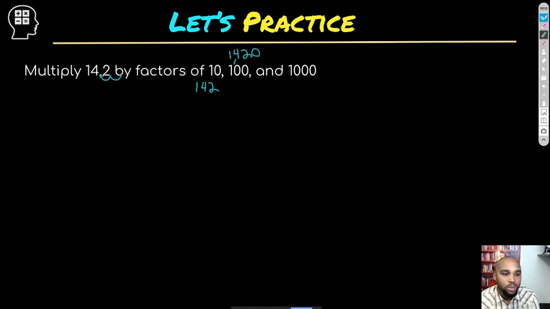And I think you get the point of what's going to happen next. This is going to move 3 spaces, 1, 2, 3. So I need 2 zeros here. So this becomes 142, 0, 0, 14,200.